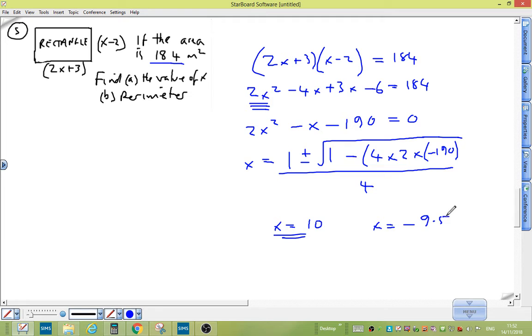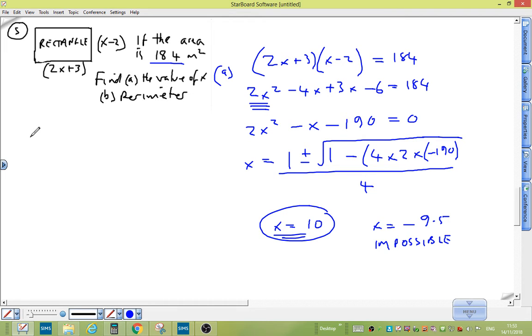9.5. Why is this one impossible? Because you can't have a negative length. If you put that back into there, for instance, you'll have minus 11.5 as a length. It's impossible. So you need to signify to the examiner that that is impossible. And that's the answer for x. That's part A. Done for your hands, people. Got that right? Well done.